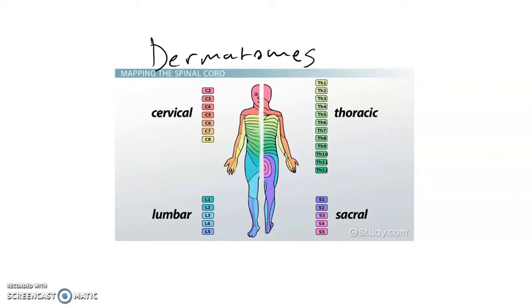As you can see with our trunk region right here, you're supplied by pretty much thoracic 4 to about 9 and 10, and then when you go a bit lower, just around here, you're supplied by around level 1 to level 2 mostly. So yeah, that's the first thing. Dermatomes is basically the area of skin that's supplied by a single nerve.